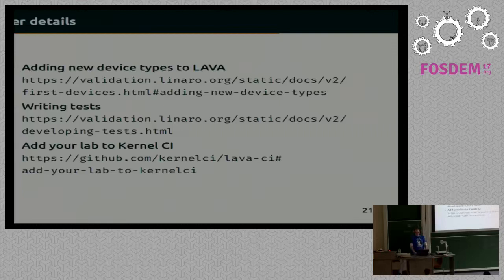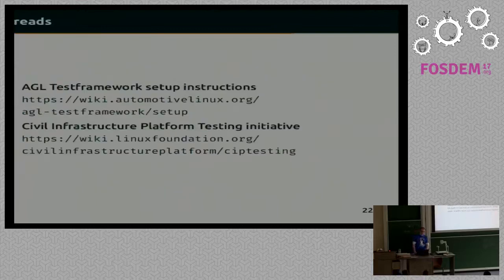But if you'd be more interested in contributing to some other project, you might consider adding your Lava instance to the KernelCI project. I believe you would also benefit from familiarizing yourself with both the AGL test framework setup instructions and the documents that the Civil Infrastructure Platform Testing Initiative prepared.